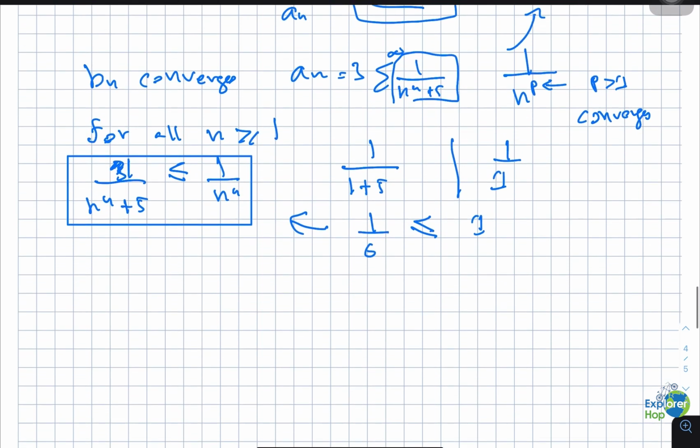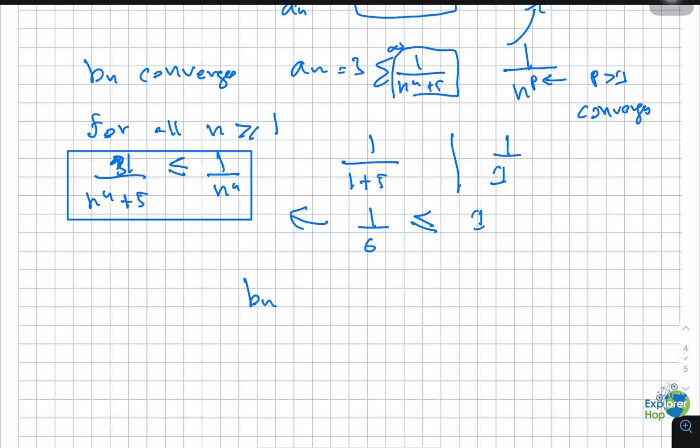So therefore, as we learned in our lesson, if b n converges, then a n will also converge. Let me write that neatly. If b of n converges, then a of n will also converge.